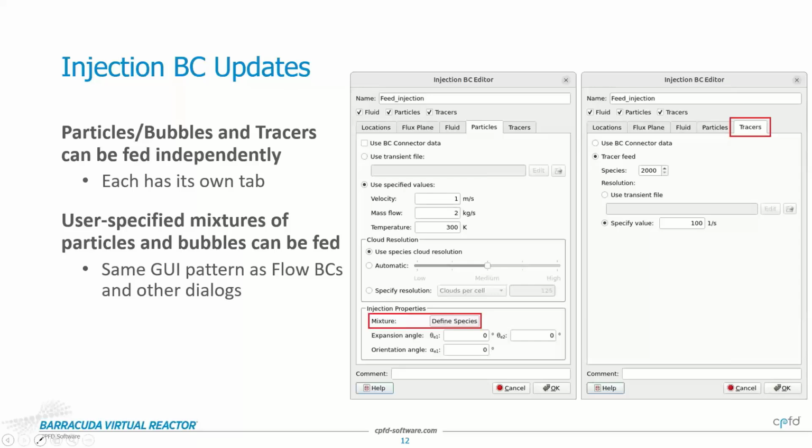In this release, we've separated the particles and tracers into separate tabs so that each can be fed and controlled independently. Additionally, it's now possible to specify a mixture of particles or bubbles species. In previous releases, only a single species could be selected. This new mixture capability follows the same input pattern that you're familiar with from flow BCs, pressure BCs, and other areas of the GUI. And so this should make defining complex feed mixtures a bit more convenient.